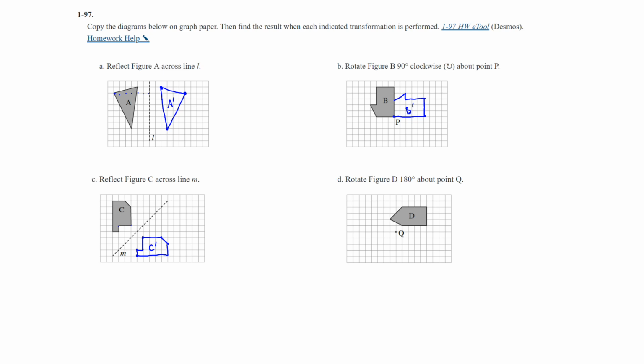And then the last one, rotate figure D 180 degrees about point Q. So the rotation point is down here. So rotate that, once again, maybe using tracing paper. And there's part D for you, rotated 180 degrees. And it doesn't matter clockwise or counterclockwise because they represent the same image.